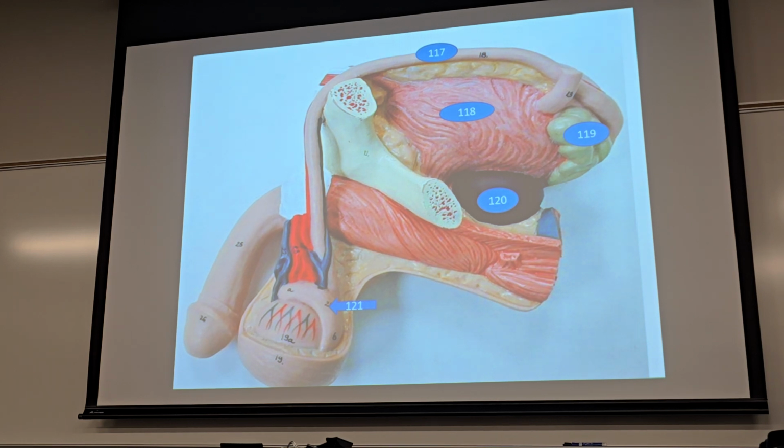And we do have a model there. Make sure to check it out. By the way, what's this right here? Ureter.